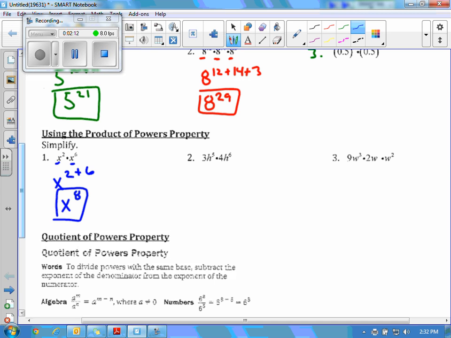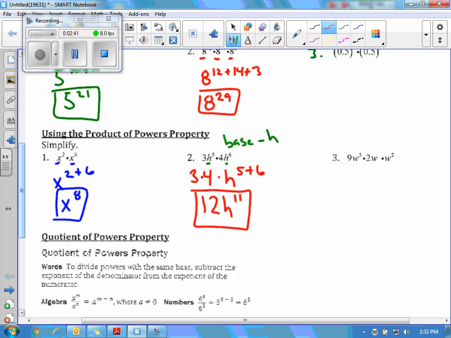Looking at number 2, I have 3h to the 5th times 4h to the 6th. The important thing you need to realize is that the base for both of these is the h, not the coefficient. Just the h is the base. So I'm going to multiply 3 times 4 on its own, then multiply that by h to the 5 plus 6. The 3 and the 4 give me 12, and for h, I add the exponents, so I get the 11th power. That's my final answer. I'll let you try number 3. Make sure you grade it on the answer sheet.